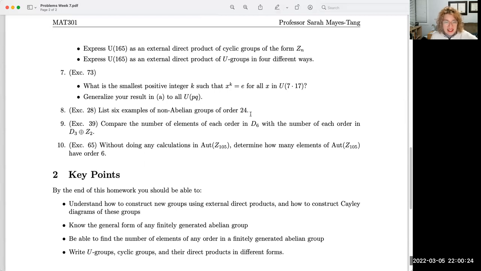In exercise number 10, we're back to the automorphisms of Z of 105. So in class, we went over why the automorphisms of Z of 105 are isomorphic to U of 105. And 105 is equal to 3 times 5 times 7. So U of 3 times 5 times 7 is isomorphic to Z of 2 times 4 times 6. Or that is Z of 2 times Z of 4 times Z of 6. That's the right way to say that. And so we can find the elements of different degrees in the same way as we found the elements of different degrees earlier when we were dealing with products of cyclic groups.